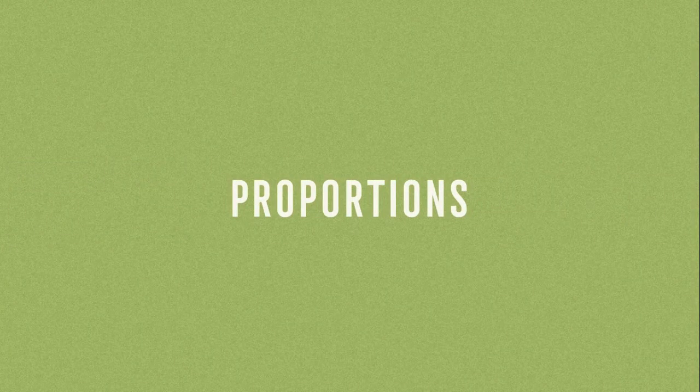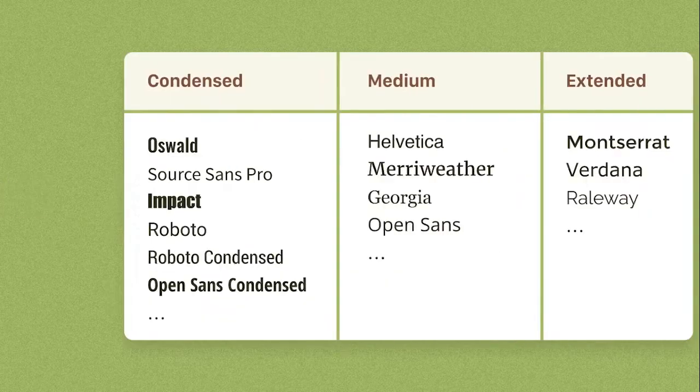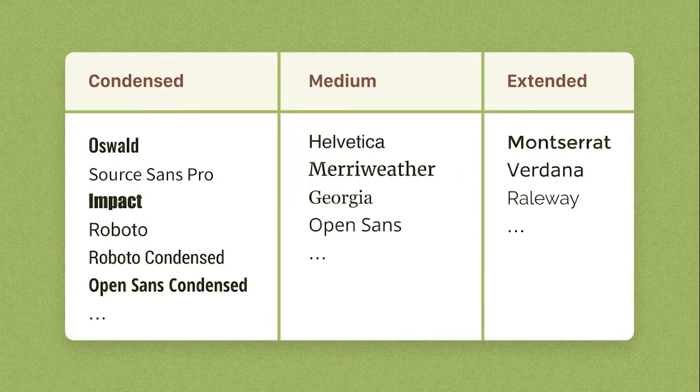Proportions. Typefaces have different widths or proportions. Some are narrow and condensed. Some are within the medium range. Others are fat and extended. This table summarizes the proportions of some commonly used web fonts.